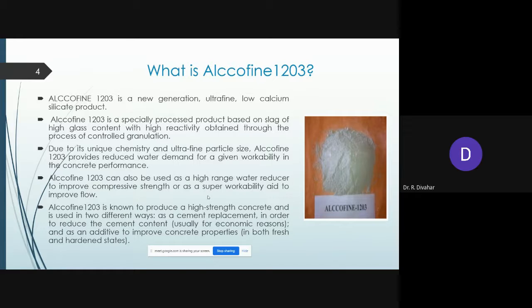Alkafine 1203 provides reduced water demand, giving more workability in the concrete performance. Alkafine 1203 can also be used as a high range water reducer to improve the compressive strength as well as give super workability in order to flow.